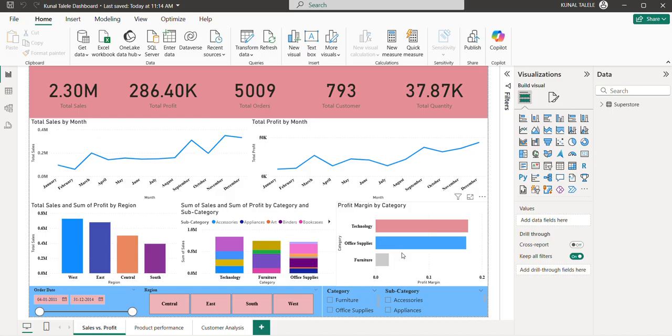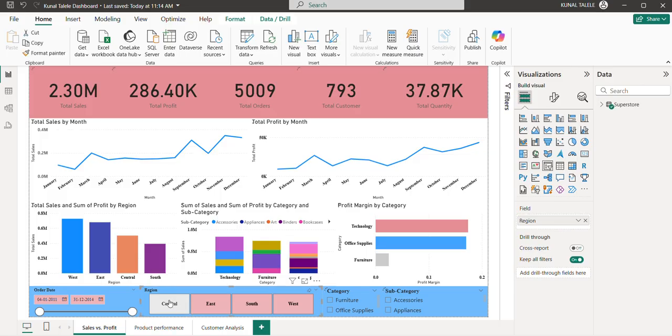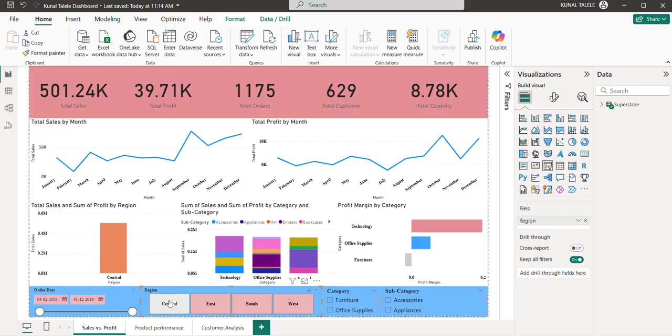At the bottom, you will see multiple slicers, as you can see here. These allow users to interact with the dashboard and instantly see how KPIs and charts respond to different selections. For example, if I select the region central, we can see the change in the dashboard. Now moving on to the next page.